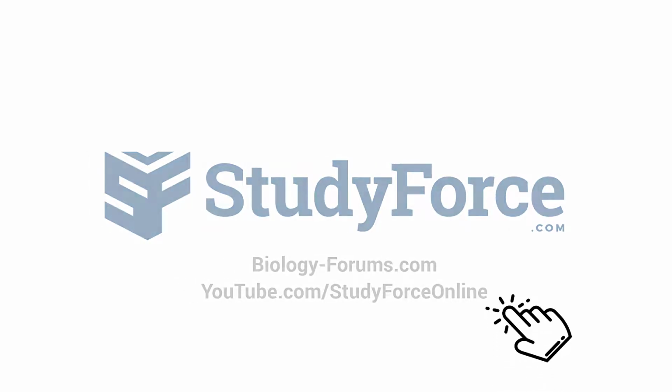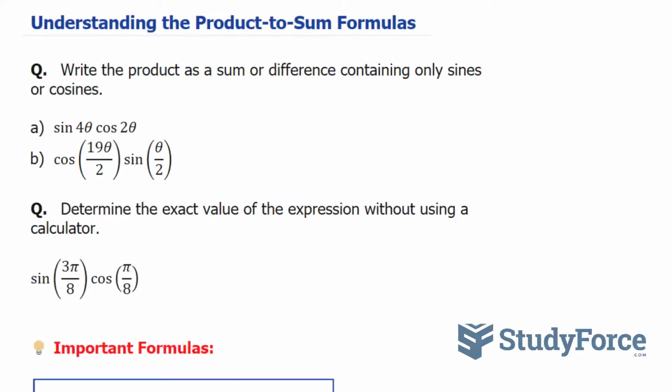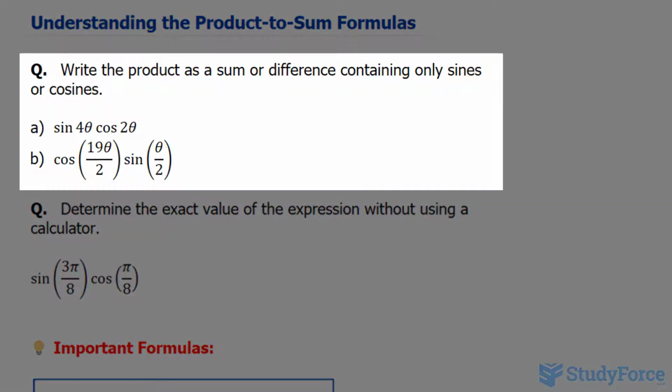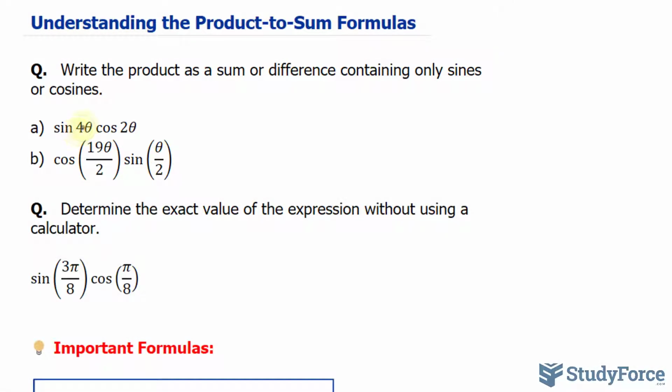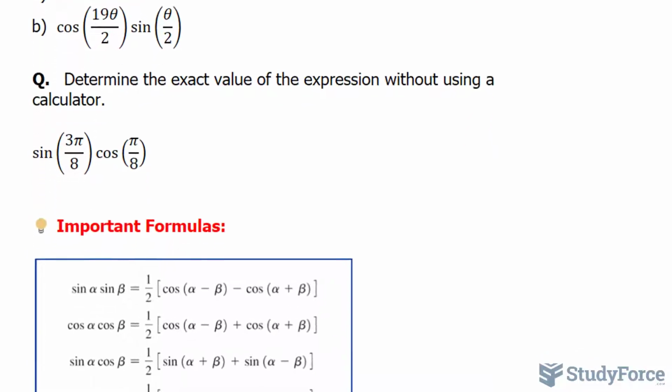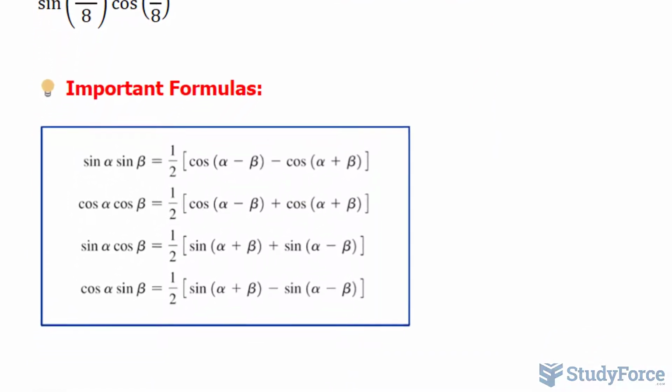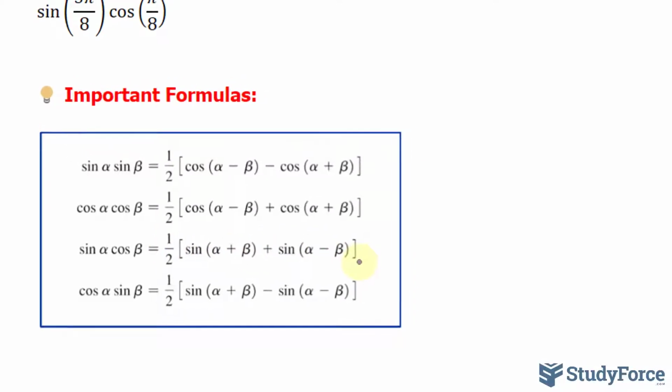In this lesson, we'll learn how to use the trigonometric product to sum formula. The first question reads, write the product as a sum or difference containing only sines or cosines. For question A, we have sine 4 theta times cosine 2 theta. Let's take a look at the formulas for product to sum. Whenever we have sine times cosine, we use this variant shown right here.